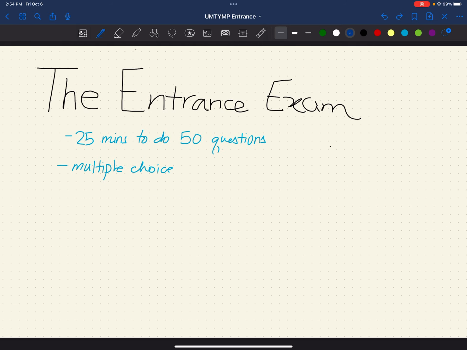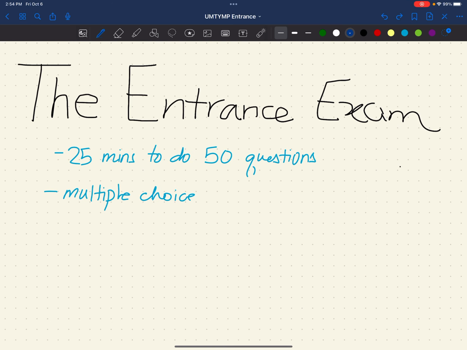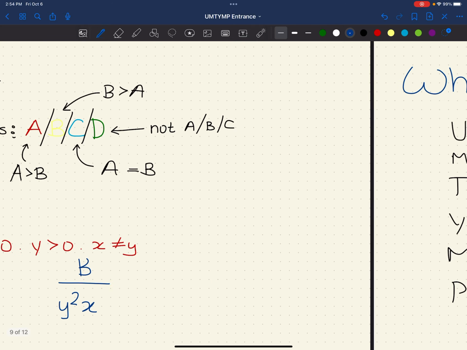Okay, here it is. But here is the entrance exam, and you have 25 minutes to do 50 questions. So in other words, if you do some quick maths here, you have 1 minute, not 1 minute, 30 seconds to do a question. And forgive me for my handwriting, it's pretty bad.